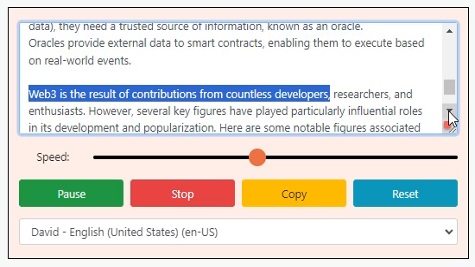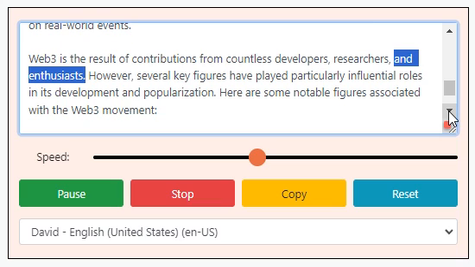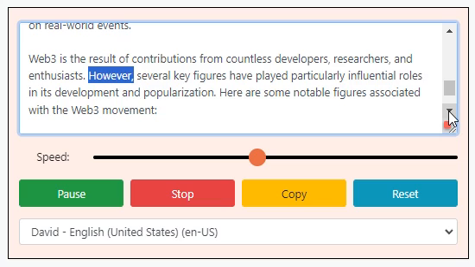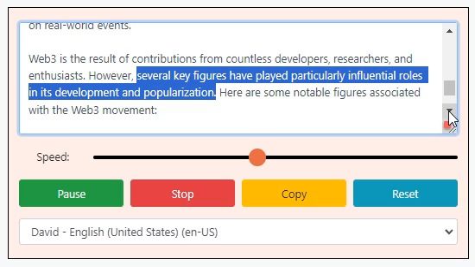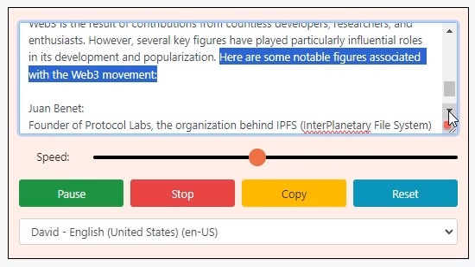Web3 is the result of contributions from countless developers, researchers, and enthusiasts. However, several key figures have played particularly influential roles in its development and popularization. Here are some notable figures associated with the Web3 movement.